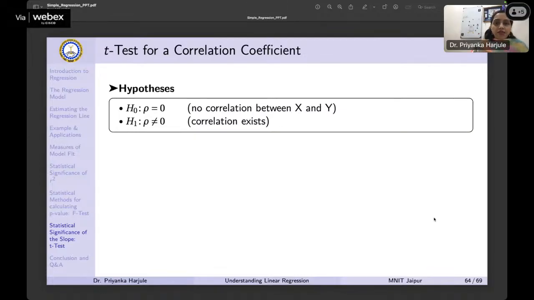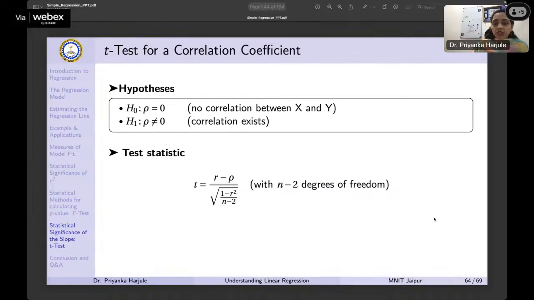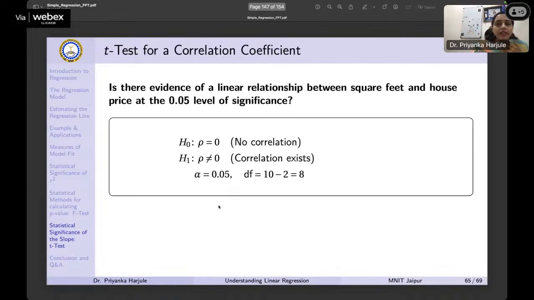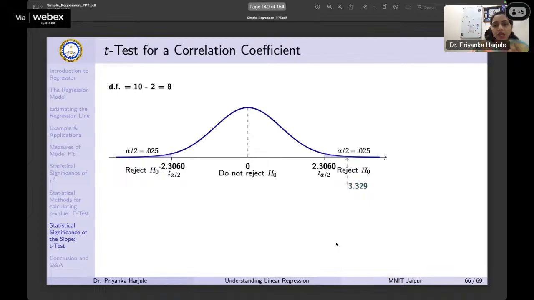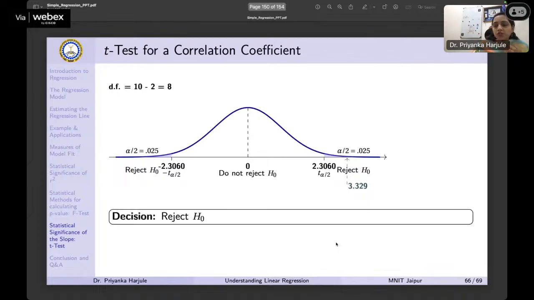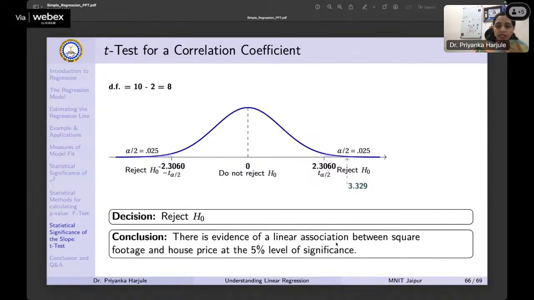Similarly, you can run a t-test for correlation coefficient also, saying that there is no correlation between x and y, versus there is a correlation. In this case, the formula is again almost the same as what we saw in the previous case, and then you can get the value as 3.3, which is greater than 2.3. So you reject the null hypothesis and say that there is a correlation. There is evidence of a linear association between square feet and house price at 5%.